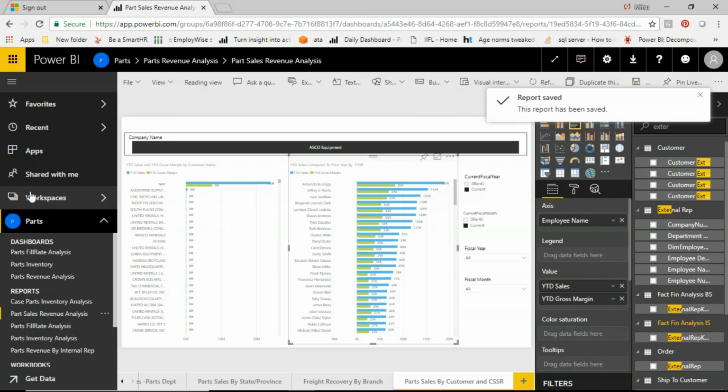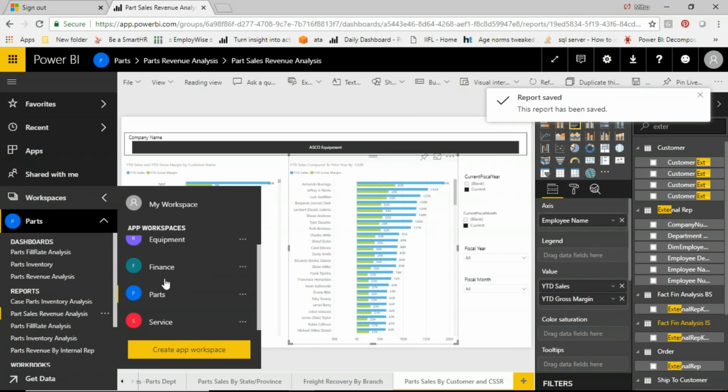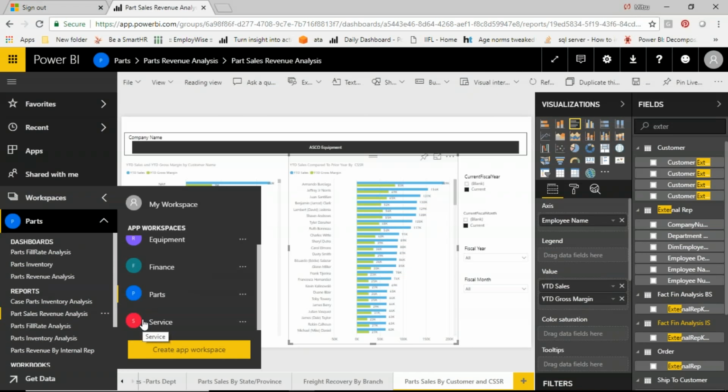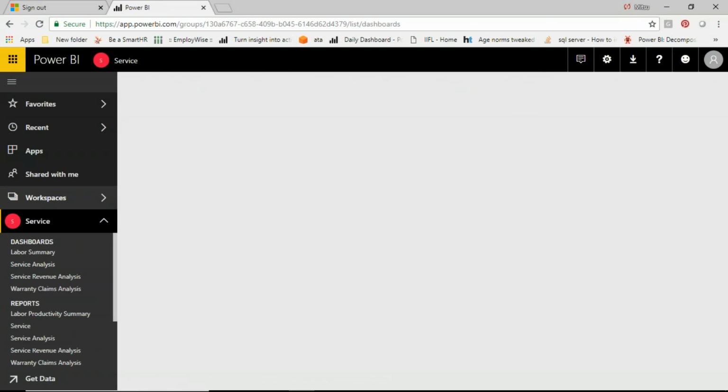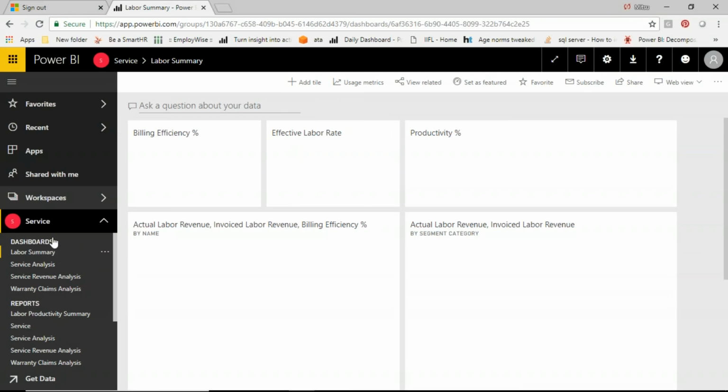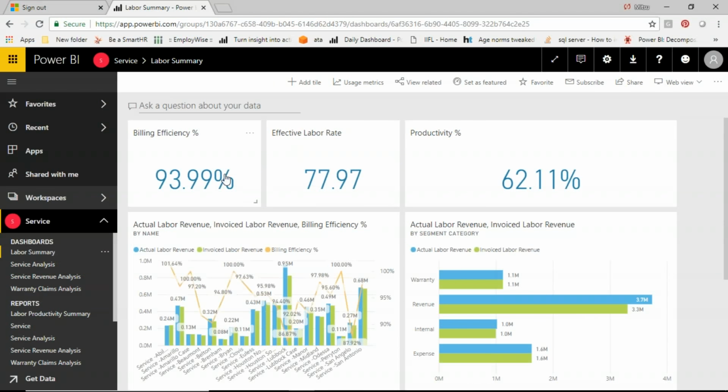So that's on the parts side. Let's hop on to service. Sure. Awesome.